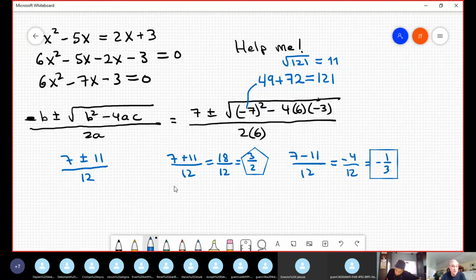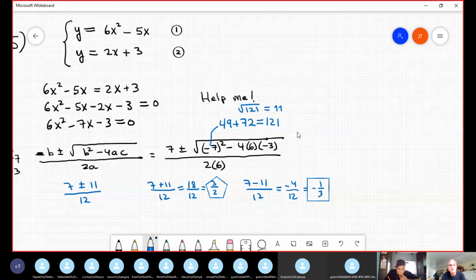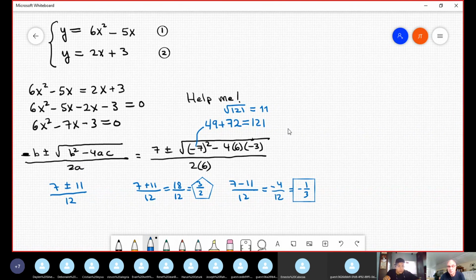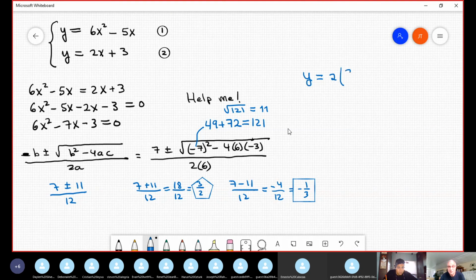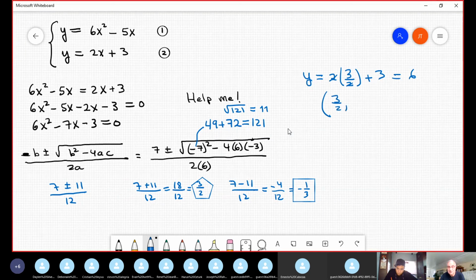But this is the x value. I need to find the y value. In order to find the y value, I substitute. And what equation do you recommend, guys, please? Number 1 or number 2? Number 2, absolutely. It's linear, it's easy. So, 2 times 3/2 plus 3. The 2 is cancelled, and 3 plus 3 is 6. The point that we get is 3/2, 6. This is my first point.